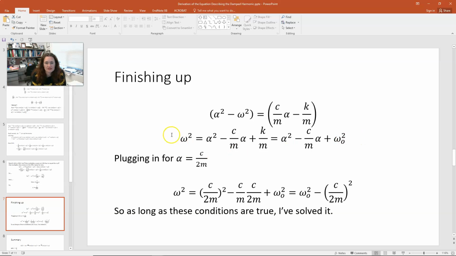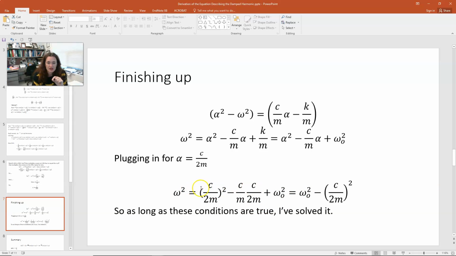Remember that k over m is equal to omega naught squared, the resonant frequency squared for the undamped oscillator. Now let's plug in for alpha. Remember that we just said alpha has to be equal to c over 2m if my guess is true. So plugging in for alpha, I get omega squared is equal to c over 2m quantity squared minus c over m times c over 2m plus omega naught squared.